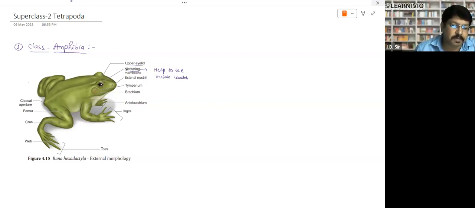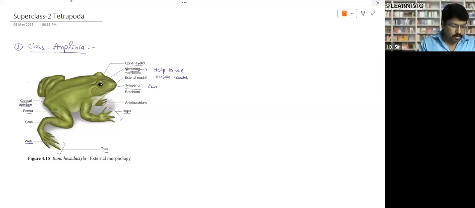External nostril is present. Tympanum is the ear membrane, right? And they have digits with a web-like structure which helps in swimming. Toes, right? Cloacal aperture is present for egg laying. This is the representative organism, Rana tigrina, right? Rana hexadactyla is found in the trees. Rana tigrina is found on mud, water and land. This is just the representative organism of amphibians.